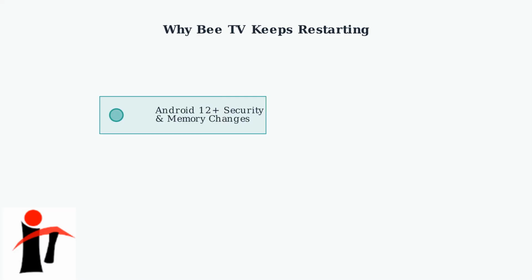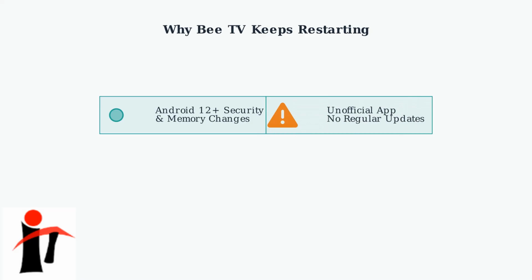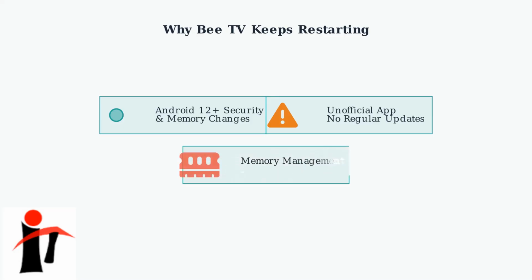First, newer Android versions like Android 12 and above have implemented stricter security protocols and enhanced memory management that can conflict with unofficial apps. Second, because BTV is an unofficial application, it doesn't receive regular updates through official app stores. This means stability issues and compatibility problems often go unresolved for extended periods. Finally, memory management issues can cause the app to exceed system limits, leading to crashes and automatic restarts when the device tries to free up resources.